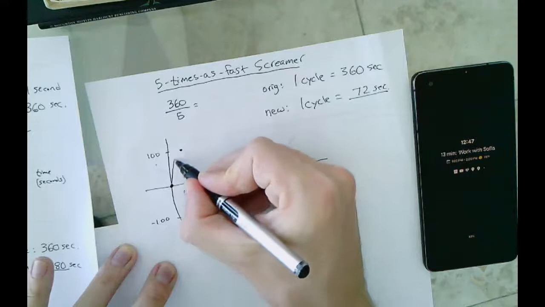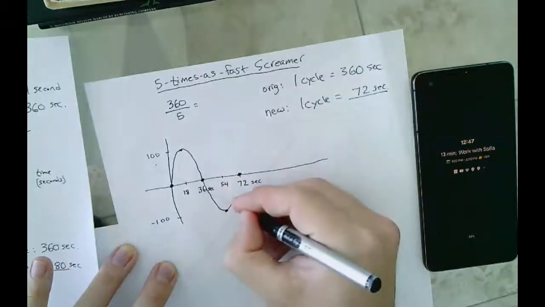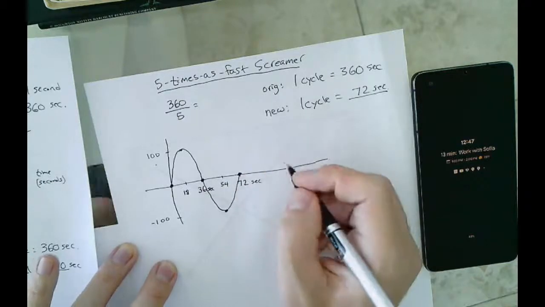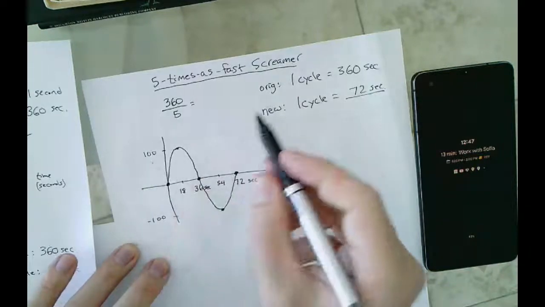Let's do our curves here. And there we go. And we could make more of these. We definitely could. But this right here is how we could graph this 5 times as fast screamer.